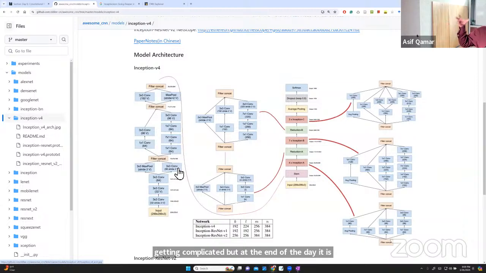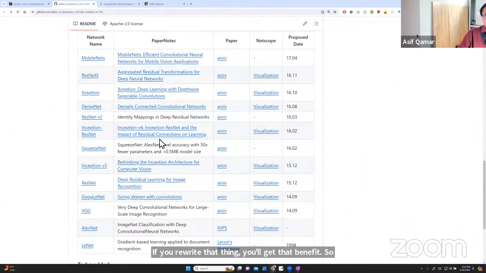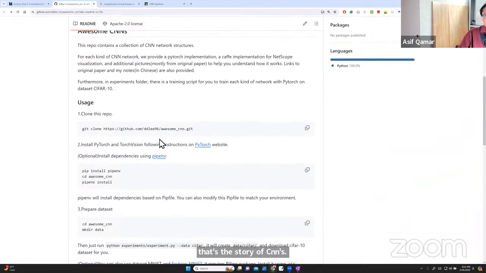Are we understanding it? The basic building blocks that I explained to you, it is just rewiring them and saying, you know what, if you rewire it this way, you'll get this benefit. If you rewire it that way, you'll get that benefit. So that's the story of CNNs. They have been widely successful. You can use them to classify.